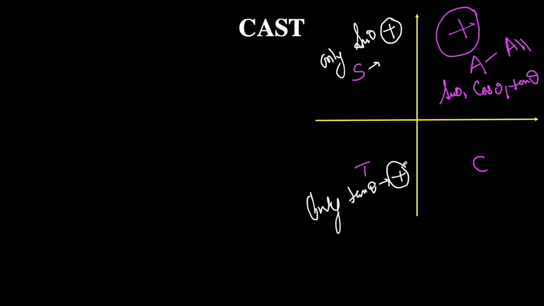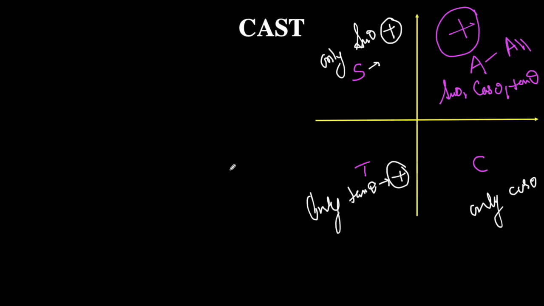Now in the fourth quadrant, only cos theta is positive. So the rest, like in the fourth quadrant, sine theta and tan theta will be negative except your cos theta. So this is the concept of the CAST system. If you understand the reference angle and this CAST system, you can solve trigonometric ratios.